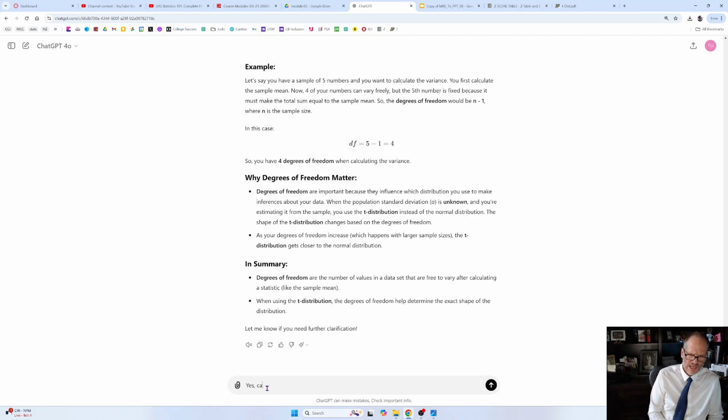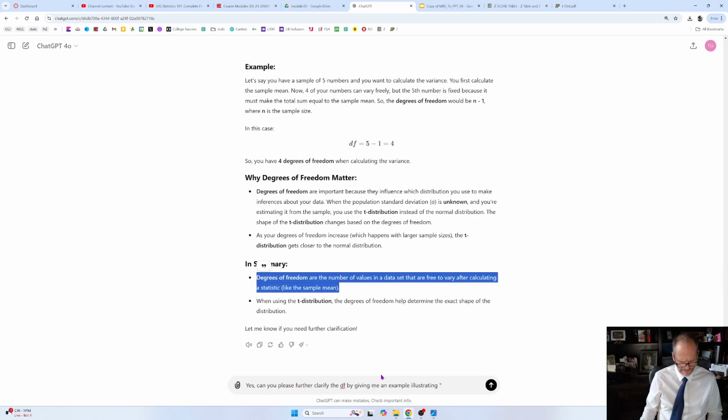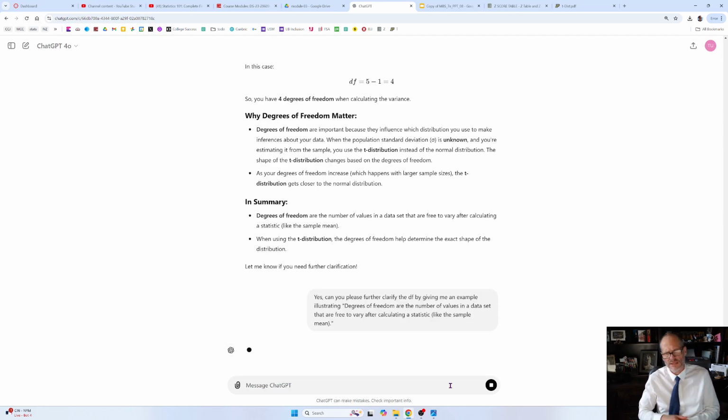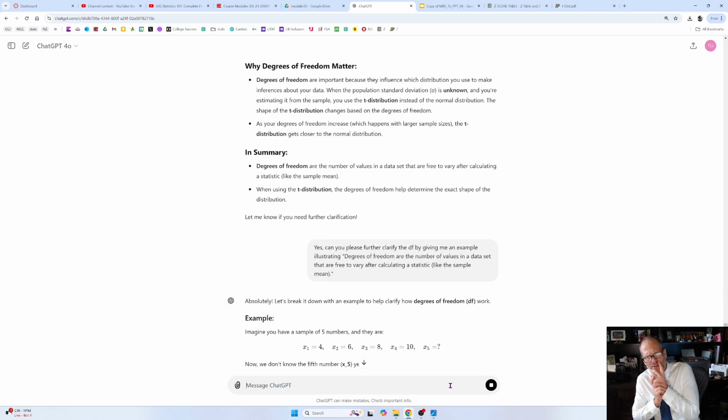Yes, can you please further clarify the degrees of freedom by giving me an example illustrating... Boom. Let's see what it does to that. I want to see how degrees of freedom are the number of values in a data set free to vary after calculating a statistic like the sample mean.